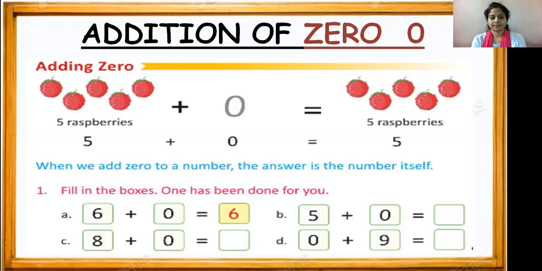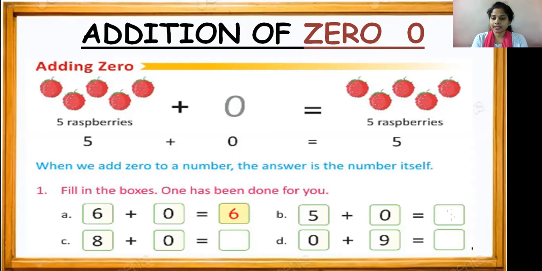Now your question is, fill in the boxes and do this exercise, and the first one is done for you. So let's move to the B part. Look at the B part and tell me the first number. Yes, 5. If you have 5 fingers like this, plus 0 means you are adding nothing to this 5. Then how many fingers do you have at the end?